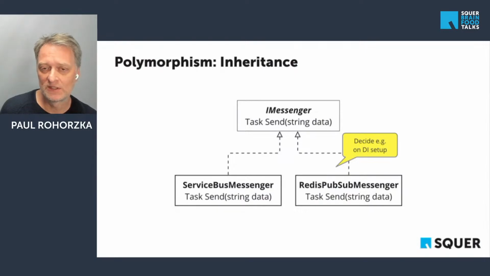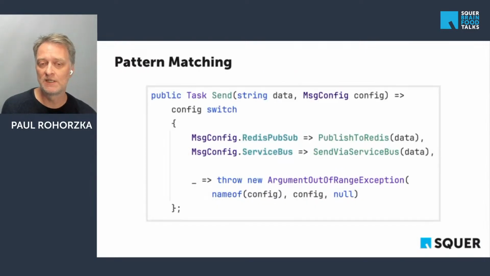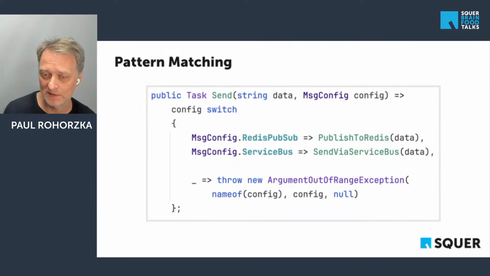If we go more on the functional side, the option would be kind of the same behavior, but we would basically say, okay, we have a send method, and depending on what configuration we have, we delegate it to another implementation. So either to a method, or to a function that says, okay, let's publish it to Redis, or let's send it via service bus. And that is kind of another possibility how to do it.